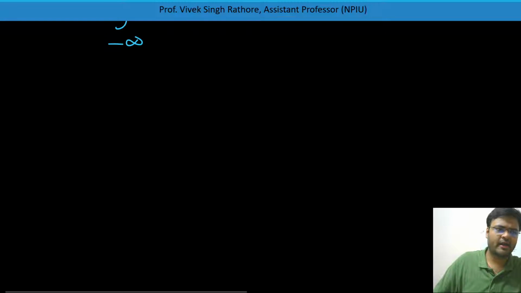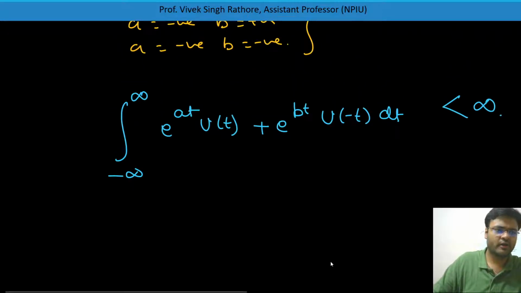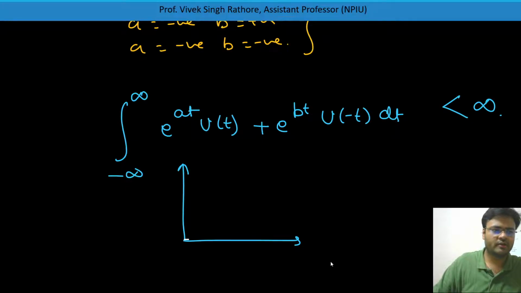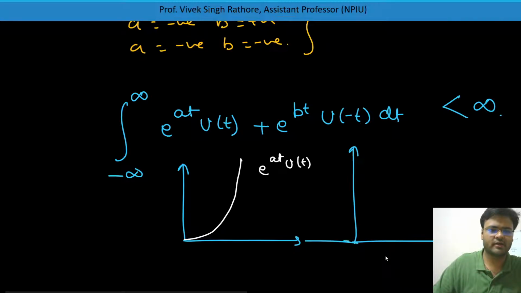So we'll check by plotting a graph. Let's suppose e to the power at u(t) is plotted like this. This is your e to the power at u(t), and then e to the power bt u(-t) will be there. See, e to the power bt is like this. This is your e to the power bt u(t), but here it is absolutely a negative sign, u of minus t, and it is plotted like this.